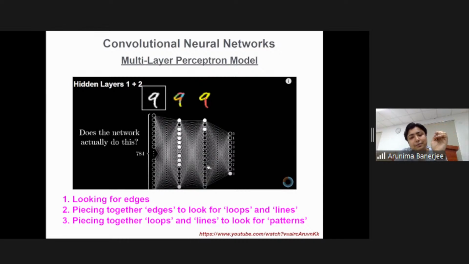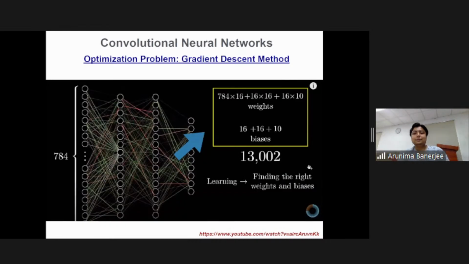I also look for lines using some of the neurons. In this layer, I combine the loops and lines to look for different patterns, either 9, 8, 7, or so on. Whatever matches, that is my output. So this is the rough idea. And nowadays, you have ready-made codes. You just have to use that as a black box. It's pretty easy. So what is more important is to define a problem which is solvable and also which is important at this point of time.